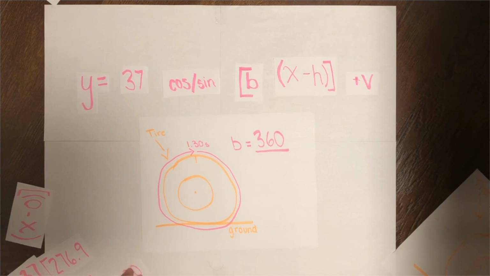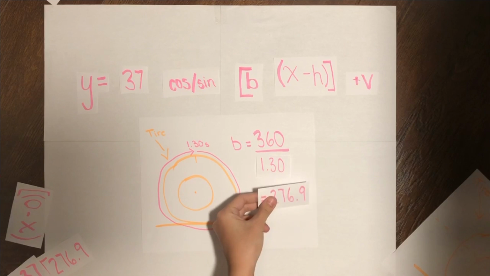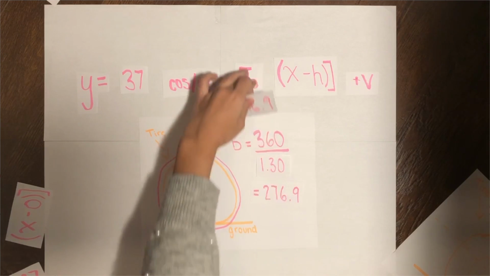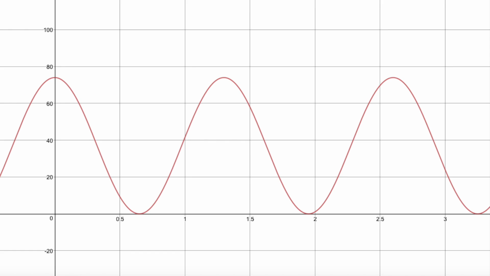Next, our b value is 360 divided by the amount of time that it took for the tire to complete one full rotation. And from the video, we can see that it took 1.3 seconds. So, 360 divided by 1.30 is 276.9, which is our b value. The h value is the beginning point of the tire rotation, which is 0.